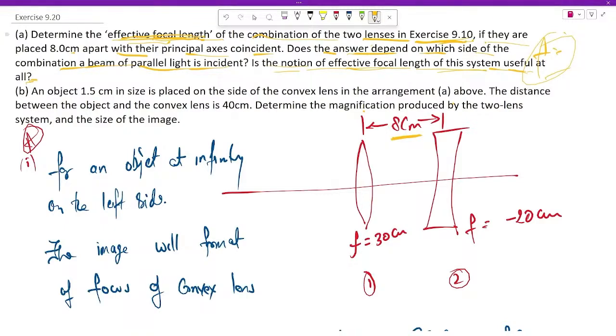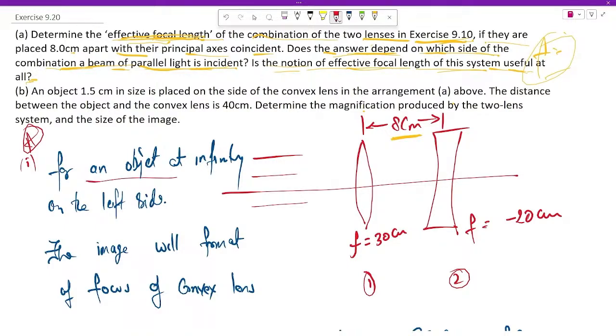Here we can make two cases to find out whether the answer will depend on which side of the combination the beam of parallel light is incident. We will first put the concave lens on the back side of the convex lens, imagining the rays coming from an object placed at infinity, so the rays are parallel. At first we will put the convex lens on the left hand side, and then in the second case we will put the concave lens on the left hand side and see whether the answer depends.